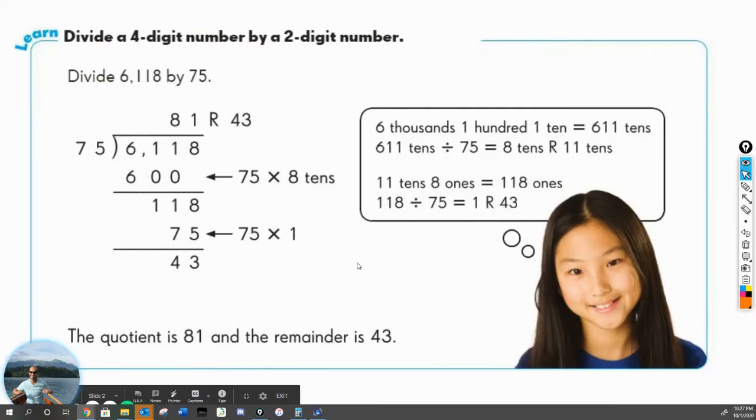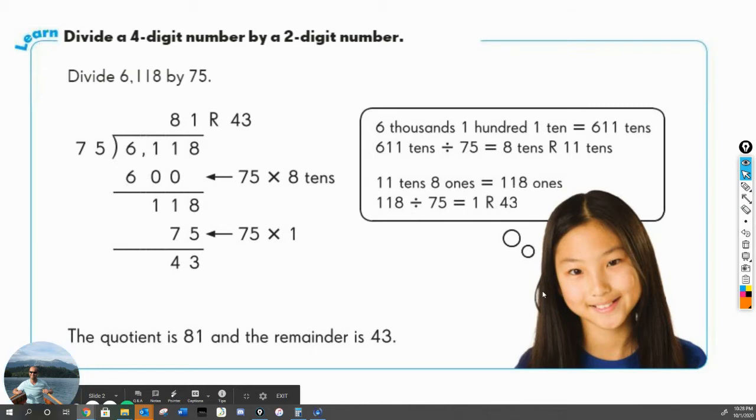Okay, dividing a 4-digit number by a 2-digit number, same process. All right, and you look here, 75 can't go into 6, 75 can't go into 61, but it can go into 611, so you start in the tens place here. 75 goes into 611 how many times? 75 is close to 80. This is close to 600 or 640. So we're going to go with 8 times 75, 600, and so on and so forth. And you get 81 remainder 43.